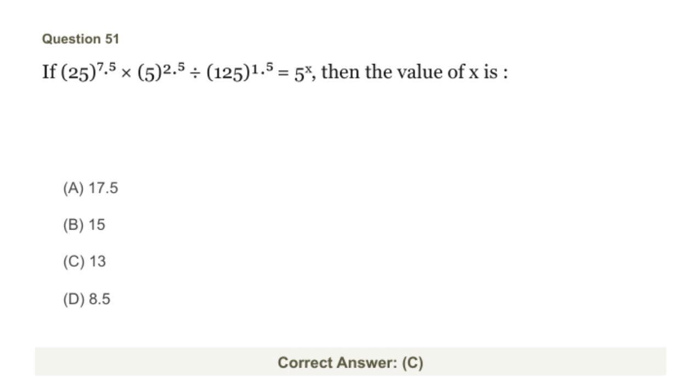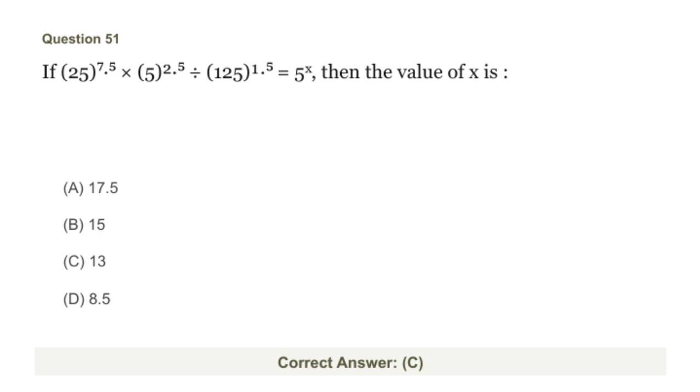The key here is to express all these numbers with the same base, which is 5. Since 25 and 125 are powers of 5, this simplifies our calculations significantly. We know that 25 is 5 squared, and 125 is 5 cubed. Now, rewriting each term, 25 to the 7.5 becomes 5 squared to the 7.5, which simplifies to 5 raised to the 2 times 7.5, or 5 to the 15. Similarly, 125 to the 1.5 is 5 cubed to the 1.5, which simplifies to 5 to the 3 times 1.5, or 5 to the 4.5.